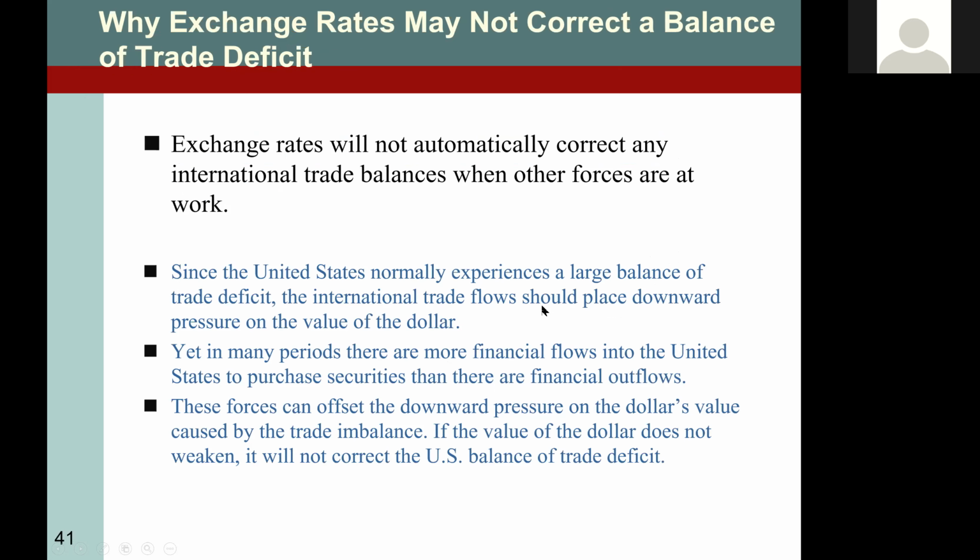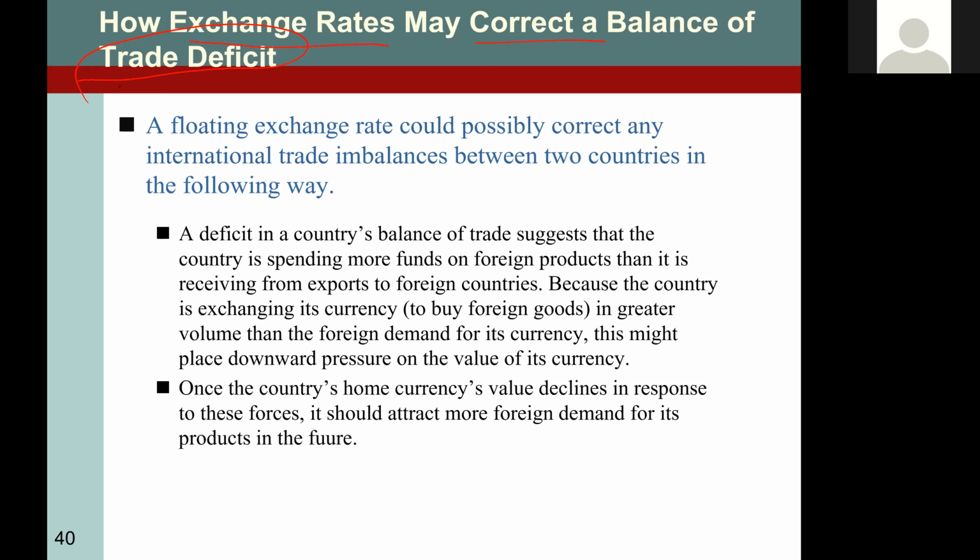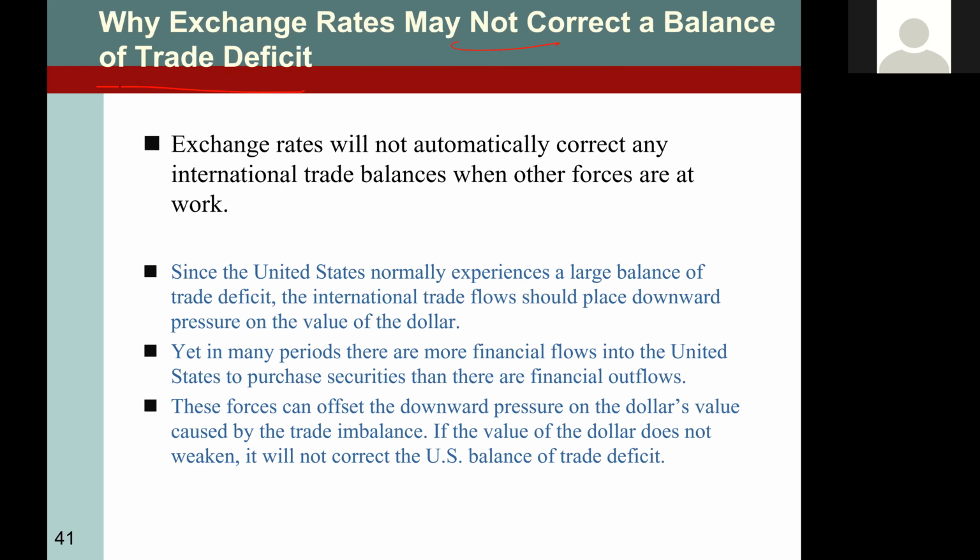Now, sometimes why may the exchange rate not correct the balance of trade deficit? Now we just talked about how the exchange rate may correct the balance of trade deficit. This is completely opposite, right? Then why in some countries is it not correcting itself? Exchange rates will not automatically correct any international trade imbalance when other forces are at work.